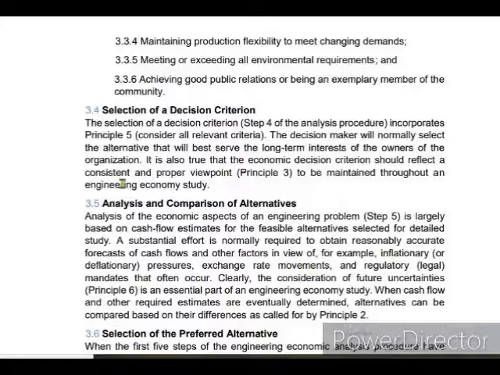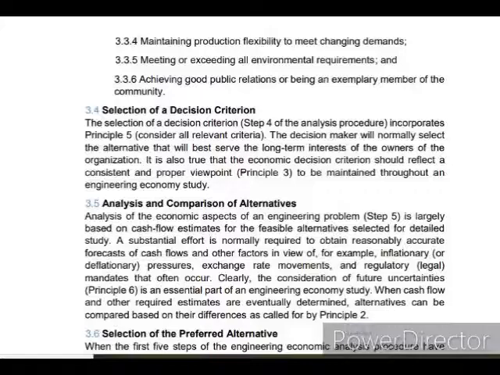Next, 3.4, selection of a decision criterion. The selection of a decision criterion is step 4 of the analysis procedure, remember? It incorporates principle 5, consider all relevant criteria. The decision maker will normally select the alternative that will best serve the long-term interest of the owners of the organization, because most commonly when it comes to objectives of a company, our bosses want long-term satisfaction of the needs of the company.